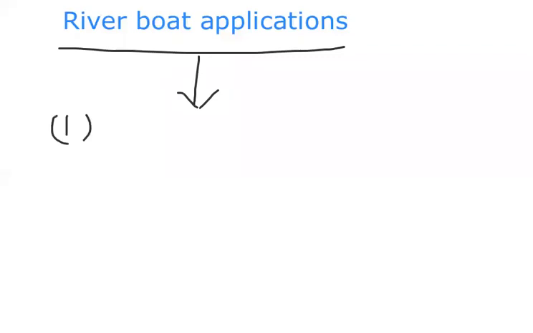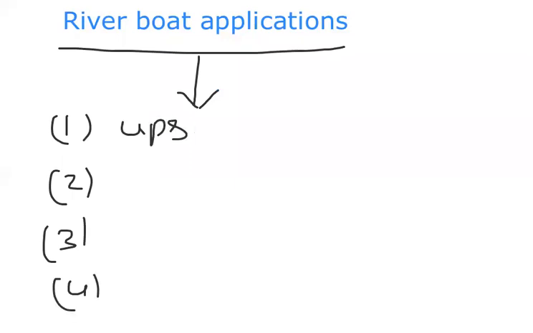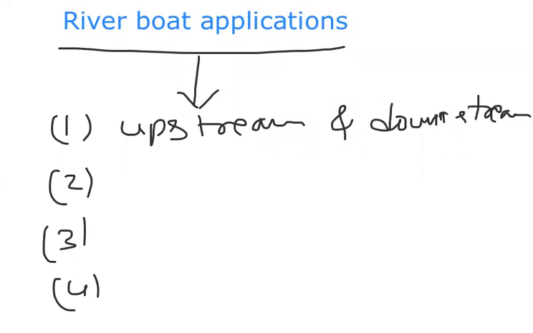We are going to discuss riverboat applications. Here, in total, we are going to discuss four situations. The first one is about upstream and downstream concepts. So this is the first one that we are going to discuss.